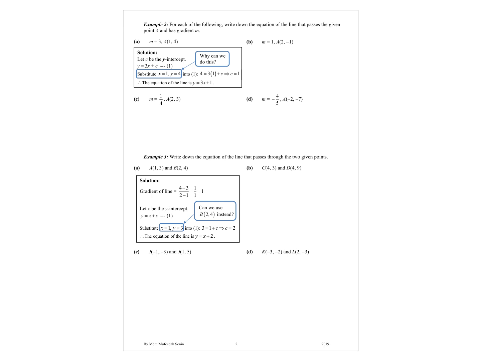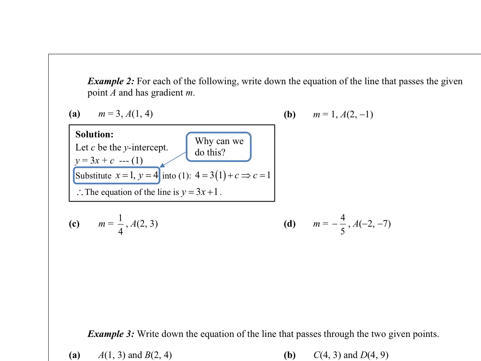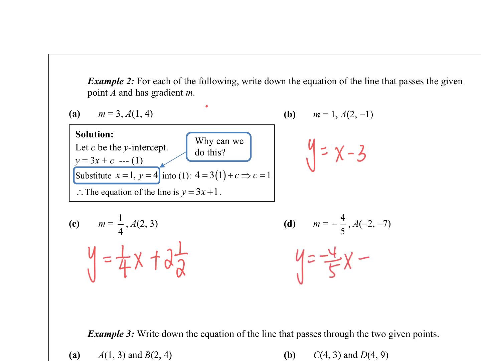Okay, next one. This one. All your friends have written the answers on the board. This is x minus 3. Okay. This is 1/4 x. What's my y-intercept? Plus 2.5. Okay, part D is y equals to minus 4/5 plus what? Or minus 8.6.